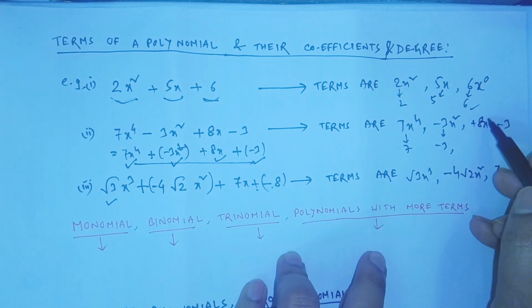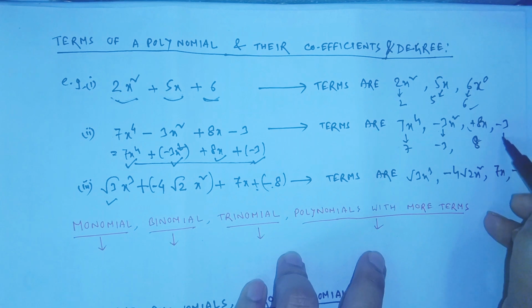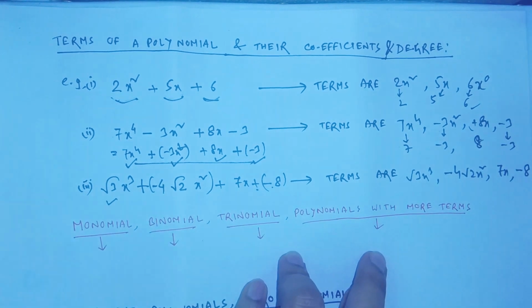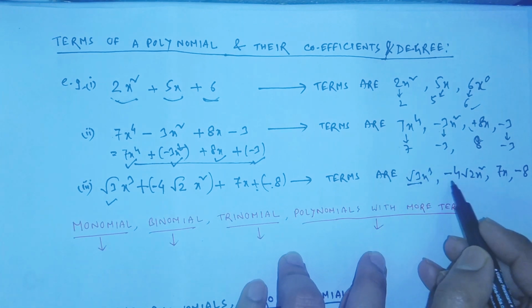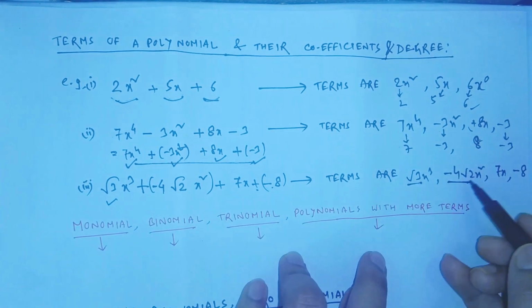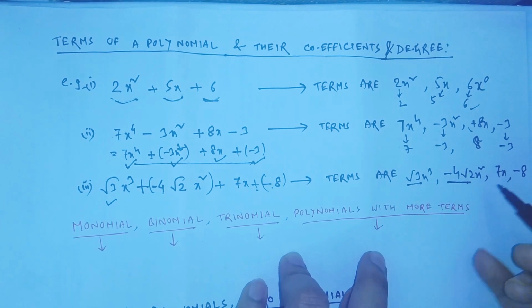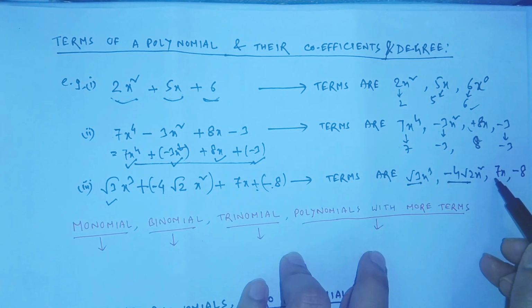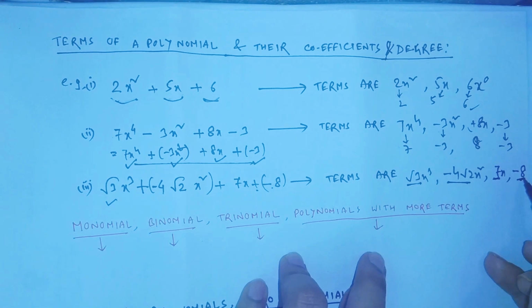With the variable x, which number is multiplied? 8. So 8 is the coefficient. Here minus 3 itself is the coefficient. Similarly, root 3 is the coefficient for root 3x cube. Minus 4 root 2 is the coefficient for minus 4 root 2x squared, because it is the numerical part multiplied with x square. Here the variable part is x, the number multiplied is 7, so 7 is the coefficient. The constant term minus 8 itself is the coefficient.